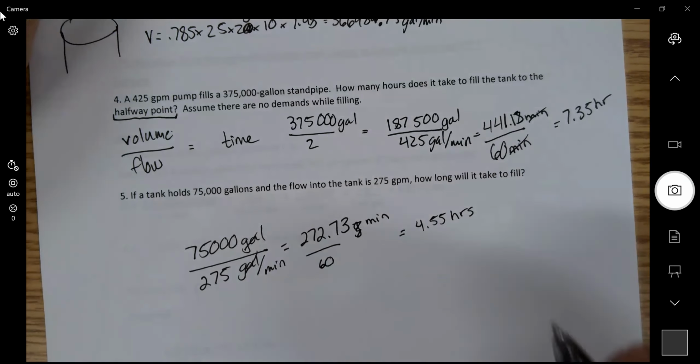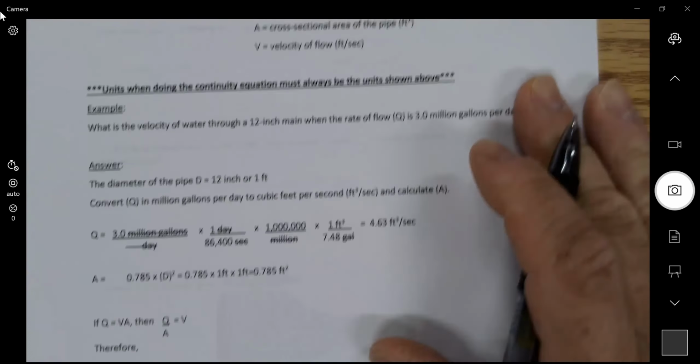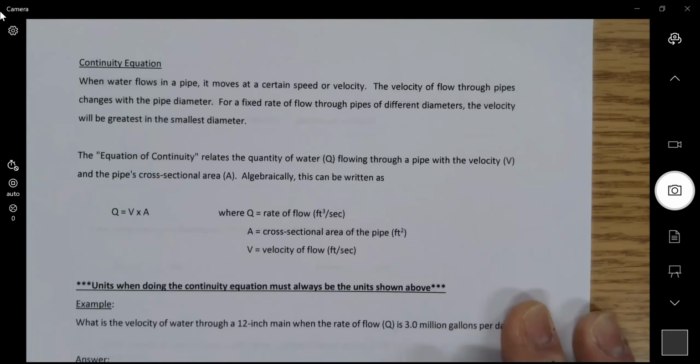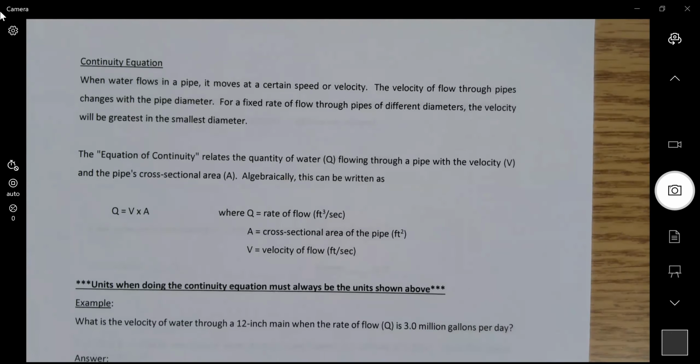All right. Now we're going to move into the continuity equation, okay? The continuity equation is flow hydraulics. You can determine the flow rate of water within a pipe by knowing the velocity and the diameter of the pipe. Or you can determine the velocity if you know the flow rate and the pipe diameter, okay? So the continuity equation is Q equals V times A, or QVA. Some of you have maybe heard it referred to as a QVA question.